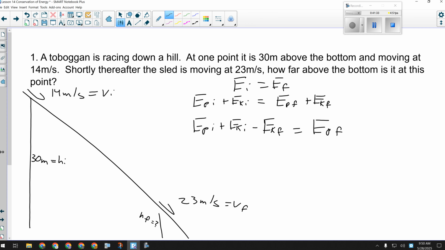Okay, at this point, can I put in my formulas? Yes. Okay, so M times G times H initial plus 1/2 MV initial squared minus 1/2 MV final squared equals M times G times H final. All right, isolate H final, plug it in, solve. I'll give you 1 more minute. Okay, I'll give you 2.